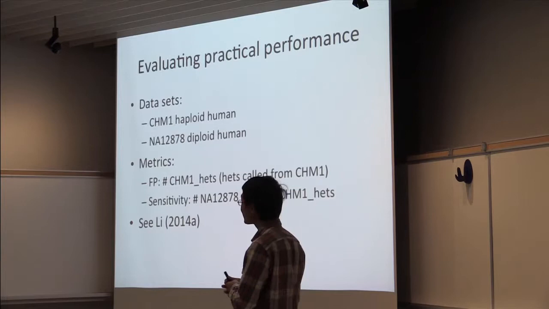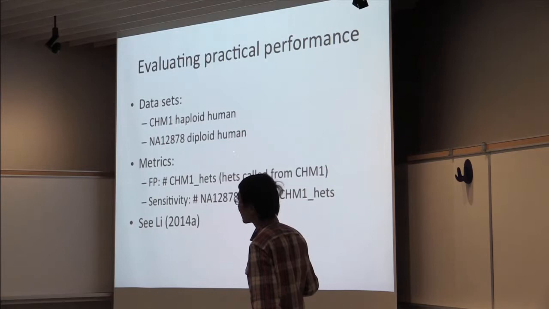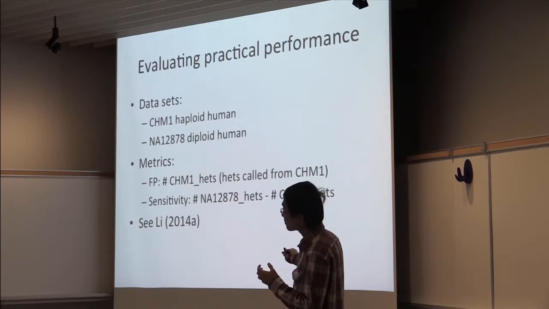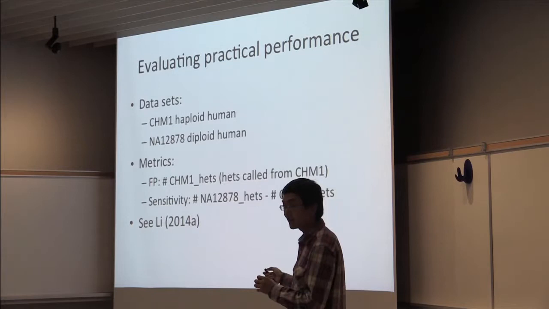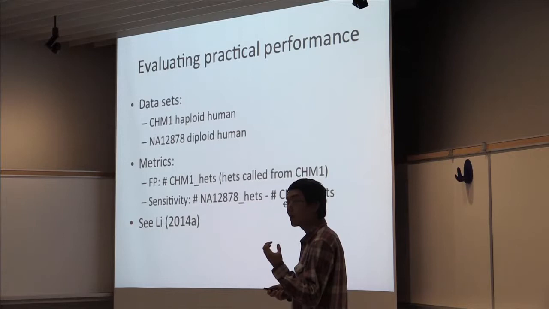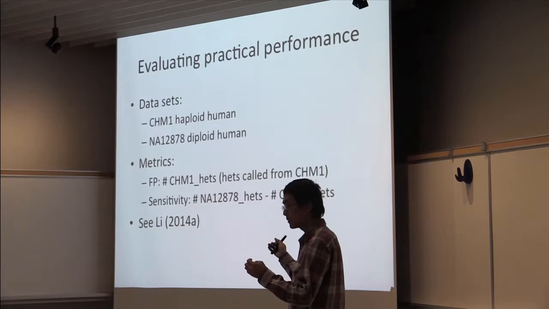This shows one evaluation. I have two data sets. One is haploid human data, and the other is diploid human. Because it's biologically haploid, we would expect to see as few heterozygotes as possible, because biologically there shouldn't be any heterozygotes. This gives you an idea of false positives. When you call heterozygotes, they are false positives. This gives a nice control of the false positives. But if the caller calls no heterozygotes, if it calls every SNP as homozygous, you will call no heterozygotes, but it's of course wrong.